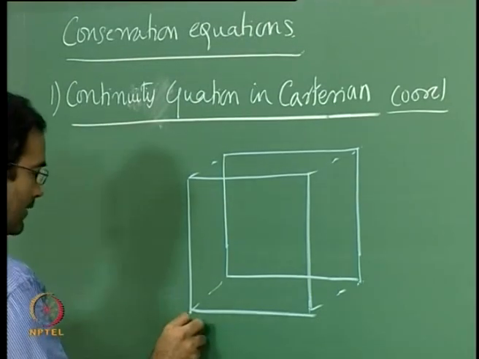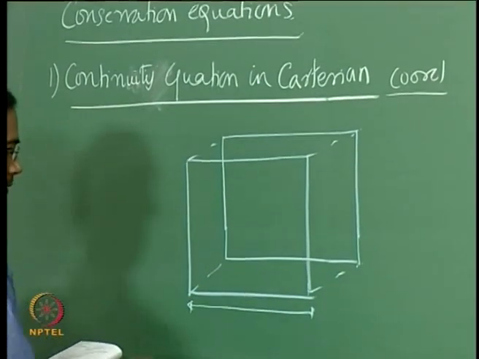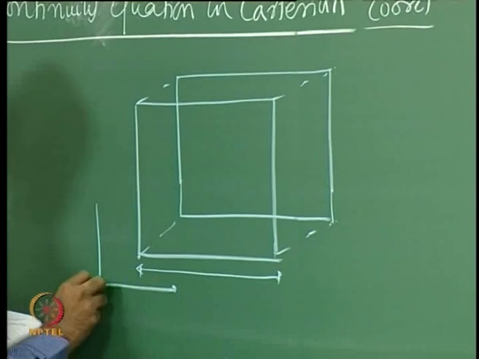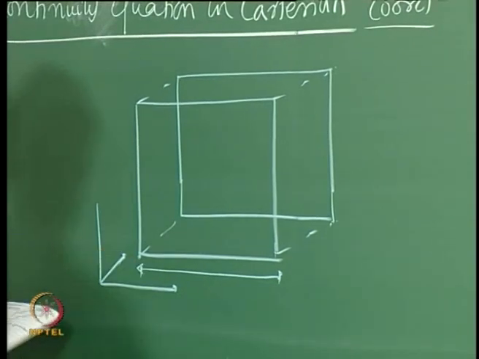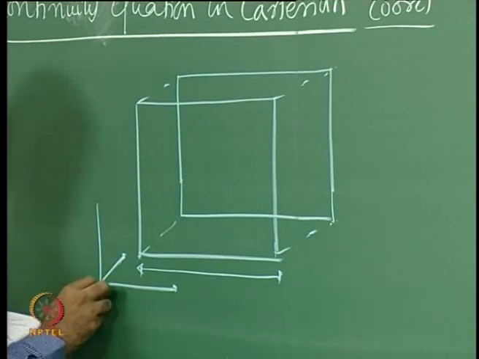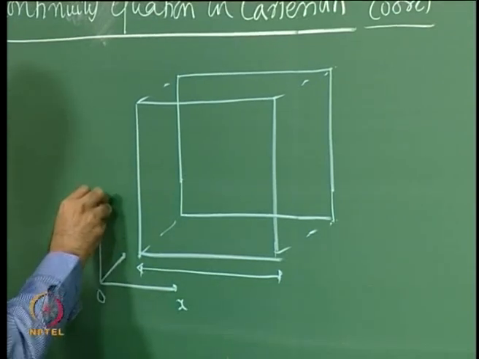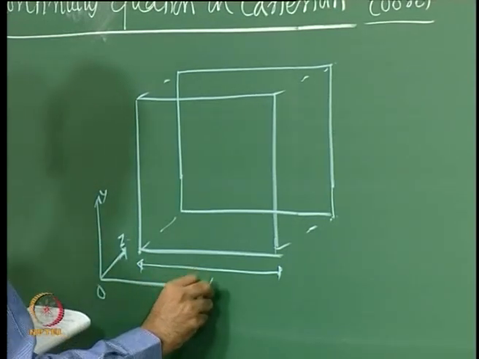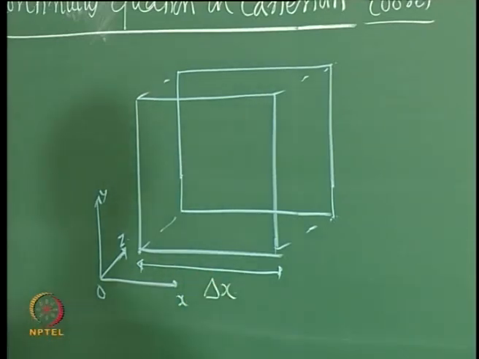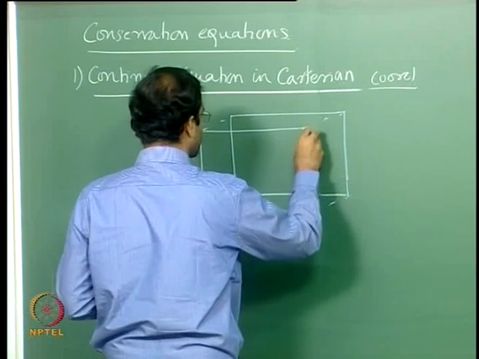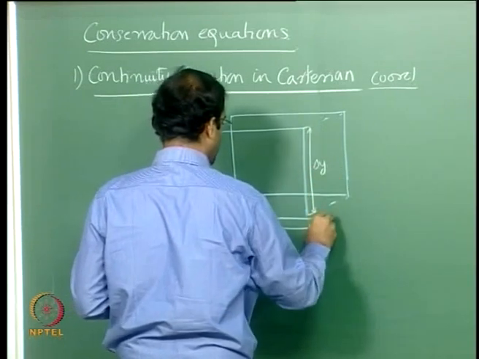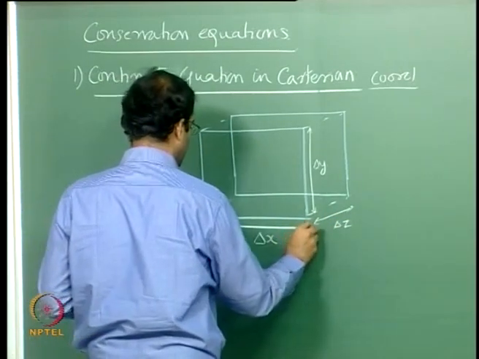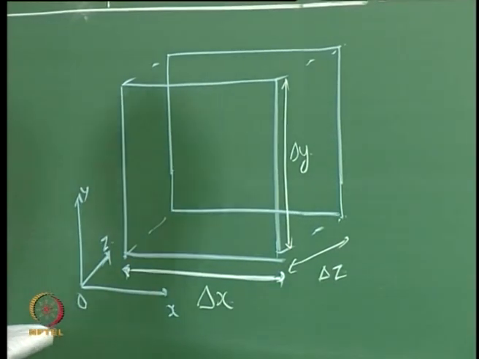So you can look at a control volume, a parallelepiped for example. The origin will be at the left front corner here. So this is your x, y and z, and the control volume sizes are, in the x direction, a dimension of delta x, in the y direction delta y, and in the z direction delta z. So these are the dimensions of the control volume, and this is your coordinate system.